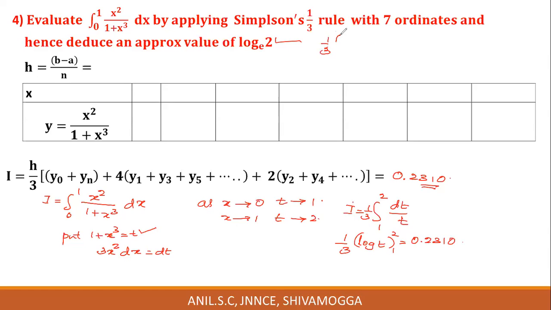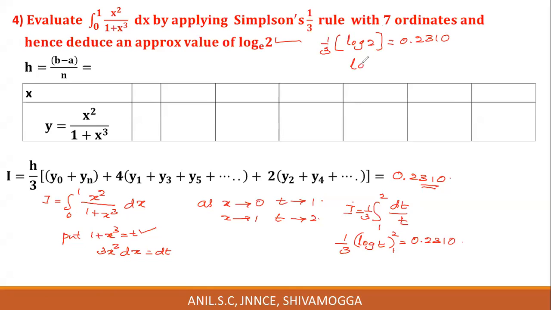Therefore, 1 by 3 into the upper limit. Put t is equal to 2. You get log 2, minus the lower limit. Put t is equal to 1. You get log 1, and log 1 is always 0. This is after the application of both the upper and lower limit. This is equal to 0.2310.